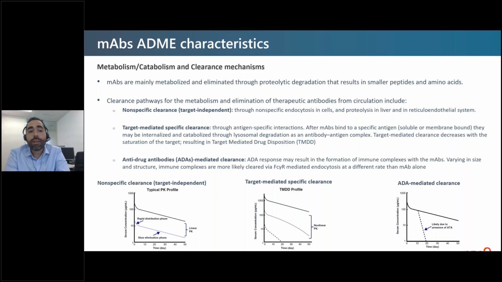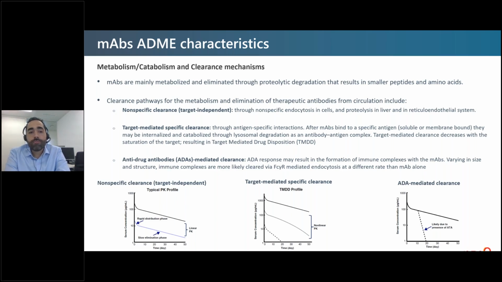The first one is the non-specific clearance, or what we call target independent. This will occur through non-specific endocytosis in cells and proteolysis in the liver and reticuloendothelial system. Generally, this non-specific or target-independent clearance will result in a typical linear PK profile.